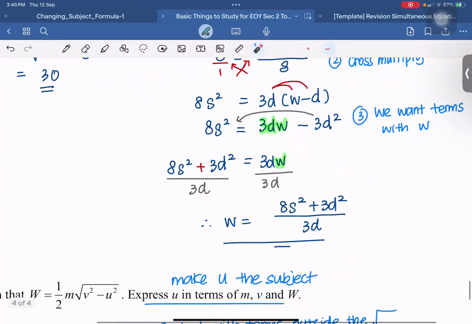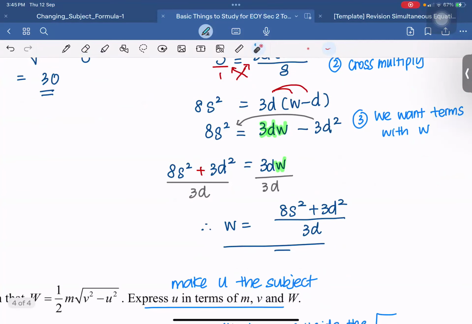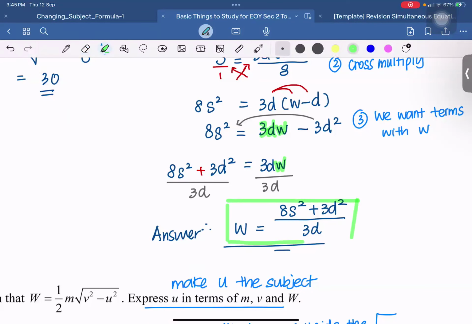But just a word of reminder, when you write in the answer blank, please do not write like that only. This is not complete. You have to write it with the W because W is the subject. So you have to write the whole thing as the answer. Write the whole thing inside, not part of it only.